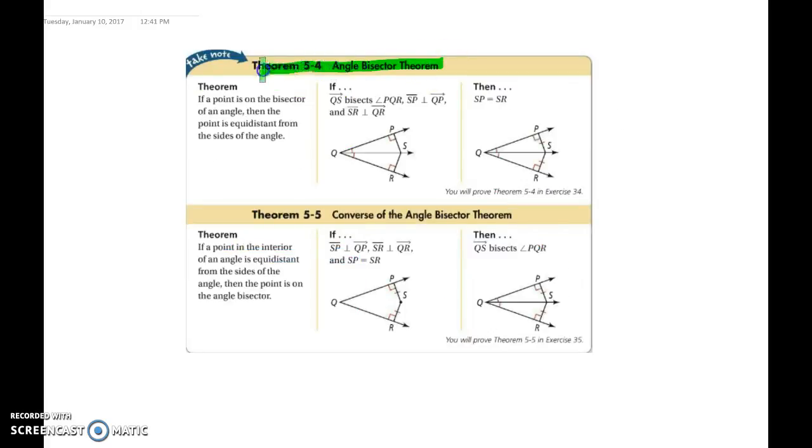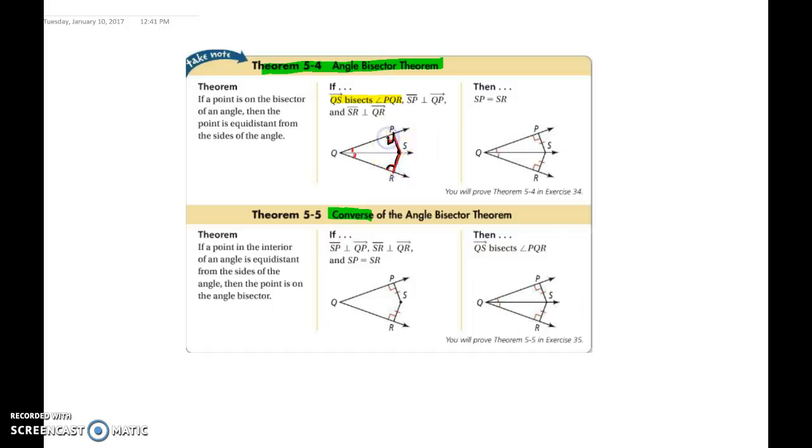So this theorem is the angle bisector theorem and its converse. This states that if you have a ray that bisects an angle, so they're telling us that ray QS bisects that angle PQR, then we know these two angles are going to be congruent, because they're telling us it bisects. Then it tells us that this point S is perpendicular to QP, and that this point S is perpendicular to QR. So we're talking about the distance from S to QP. Yes, we can draw a line down here, but since that's not intersecting it at a 90-degree angle, it's not its true distance.